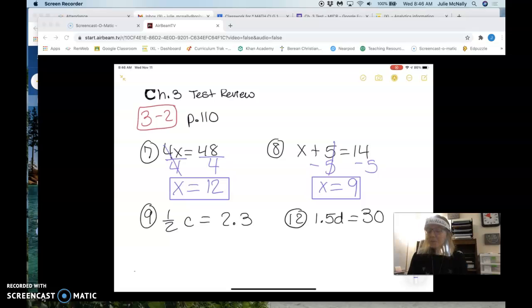All right. So number 9 is a little bit different. Yes, and dividing by 1/2 is the same as multiplying by the flip. Okay? Or you can divide it out and get a decimal 0.5 and then divide by that. So whatever I do to one side, I have to do to the other. So I just flipped and multiplied. That cancels out and I'm just left with C. And then what is 2.3 times 2?